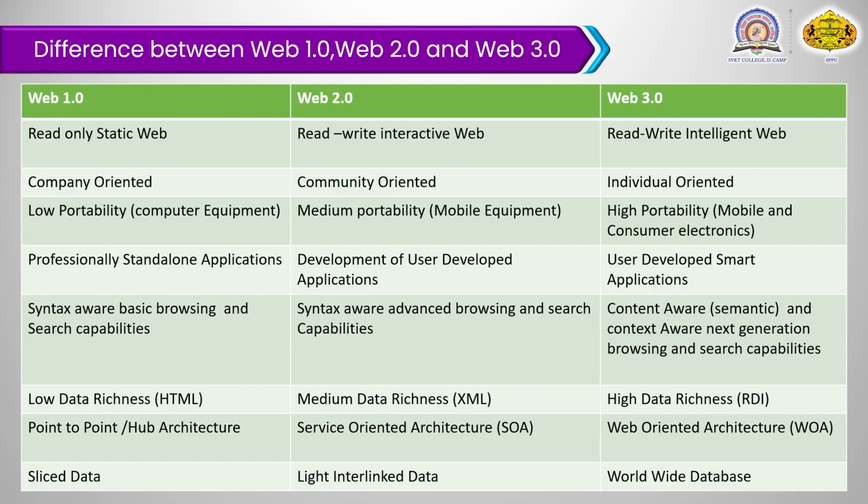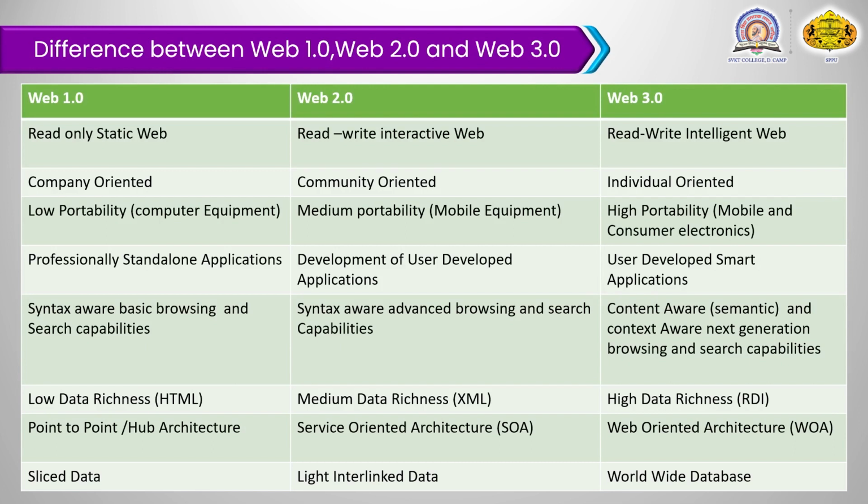Anyone can write, edit, and share information using the semantic web. Web 1.0 was very less portable. Few computer equipments were used. In Web 2.0, the portability increased to a medium level, that is, mobile equipments were used, and Web 3.0 is highly portable. Mobile and consumer electronics are used.